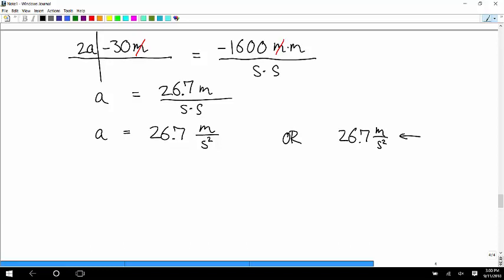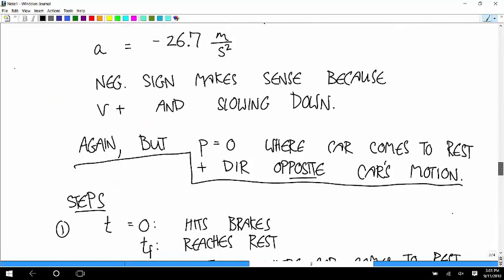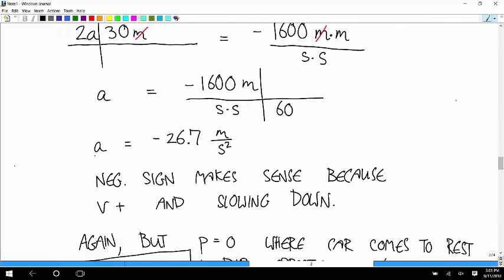Last time we got negative 26.7, but our positive direction was this way. So again, if we think of it that way, in both cases, we got an acceleration of 26.7 that way. So even though the signs come out different, the meaning of it is the same. I'm going to go up here and write that. Okay, so the acceleration is negative 26.7 in the first example, but you can think of that as 26.7 meters per second squared this way.